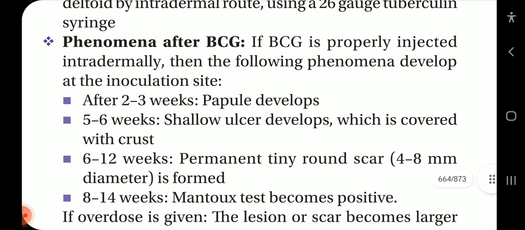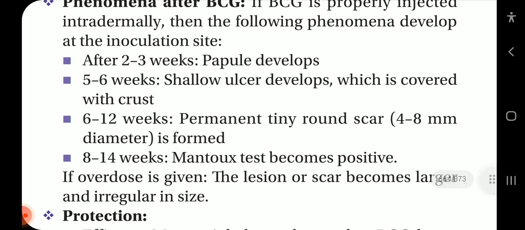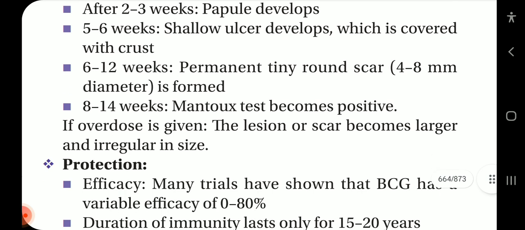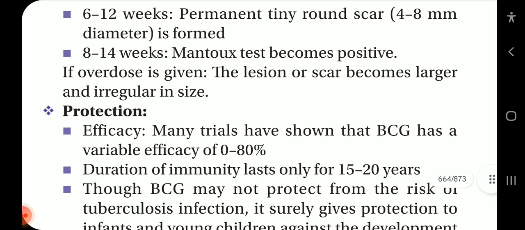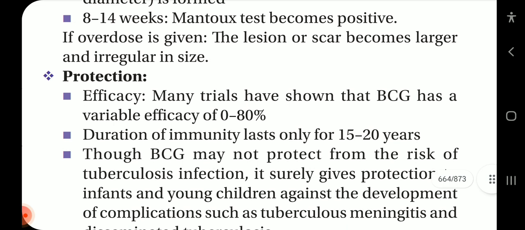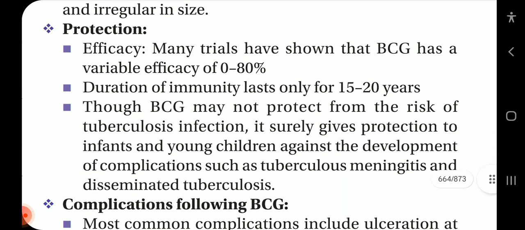Phenomena after BCG. If BCG is properly injected intradermally, then the following phenomena develop at the inoculation site. After 2 to 3 weeks, a papule develops. After 5 to 6 weeks, a shallow ulcer develops, which is covered with crust. After 6 to 12 weeks, a permanent tiny round scar of 4 to 8 mm diameter is formed. And after 8 to 14 weeks, Mantoux test becomes positive. If overdose is given, the lesion or scar becomes larger and irregular in size.